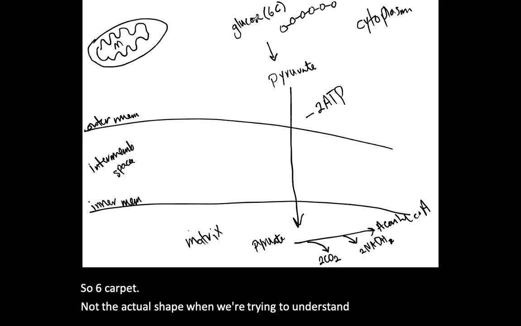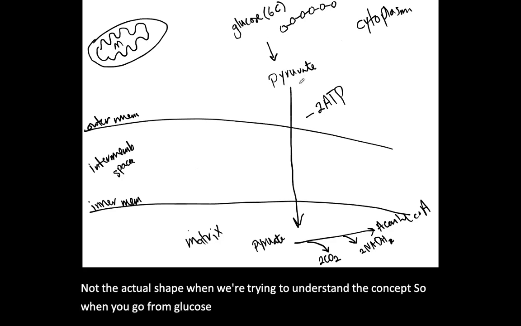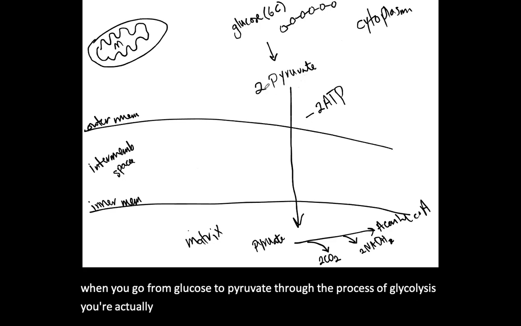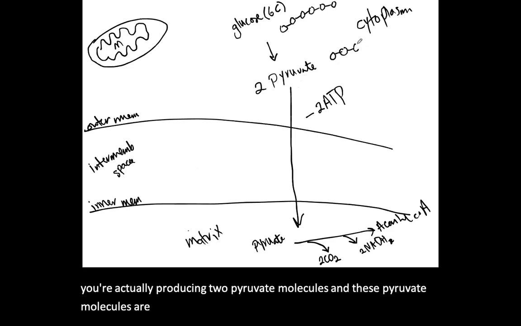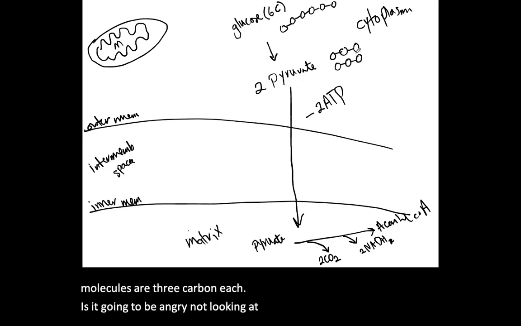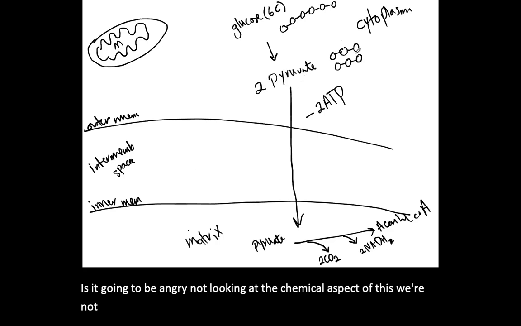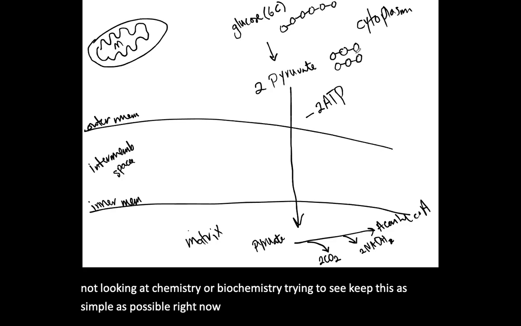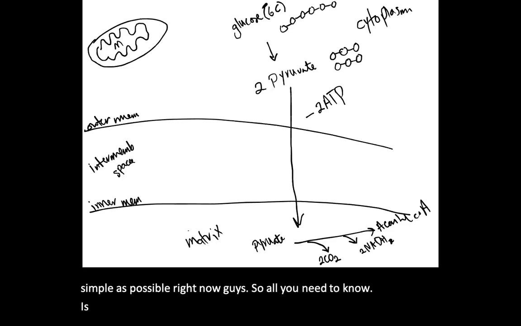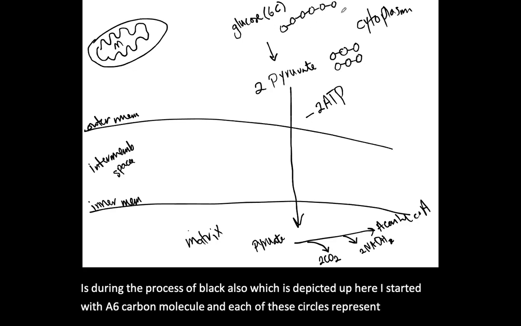So when you go from glucose to pyruvate through the process of glycolysis, you're actually producing 2 pyruvate molecules, and these pyruvate molecules are 3 carbons each. We're not looking at chemistry or biochemistry. We're trying to keep this as simple as possible right now, guys. So all you need to know is during the process of glycolysis, which is depicted up here, I started with a 6-carbon molecule, and each of these circles represents 1 carbon, quote unquote.